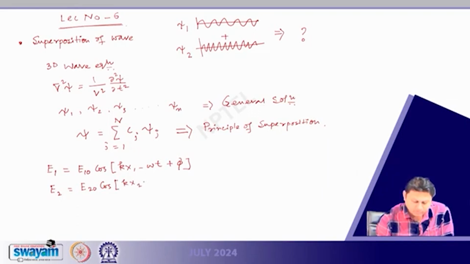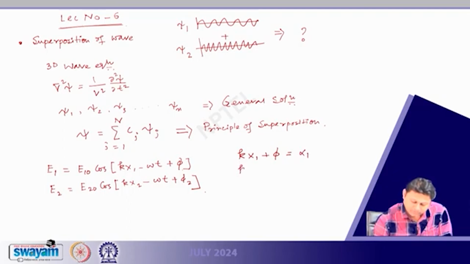I am just trying to find the superposition of these two propagating waves at the same frequency at two different points, x1 and x2. This is phi 1 and this is phi 2. So this quantity kx1 plus phi 1, I write as alpha 1, and kx2 plus phi 2, the phase of the other wave, I write as alpha 2.